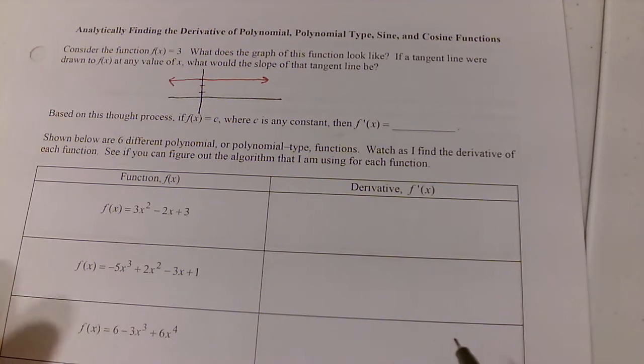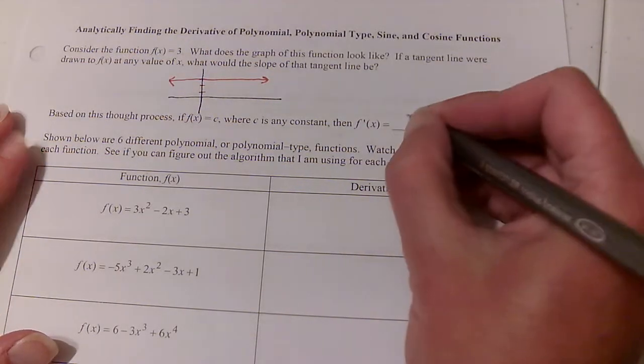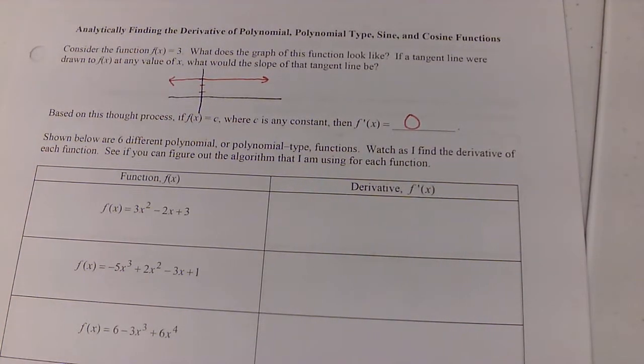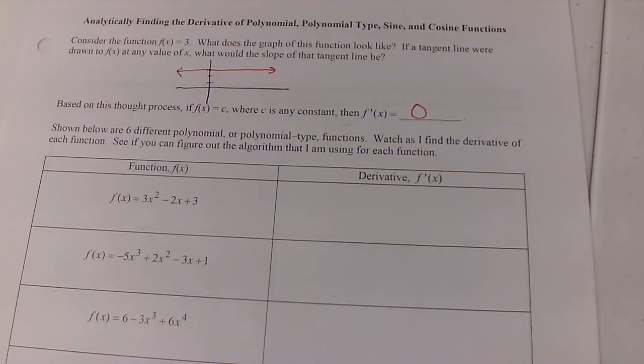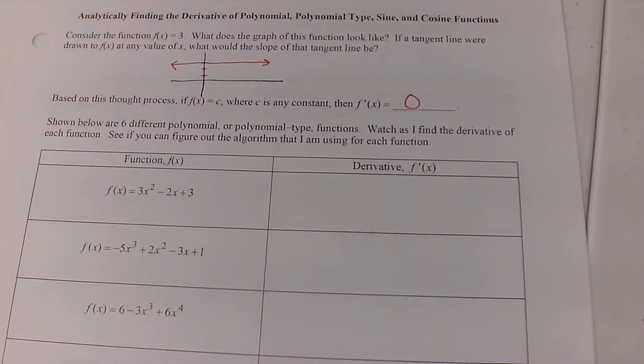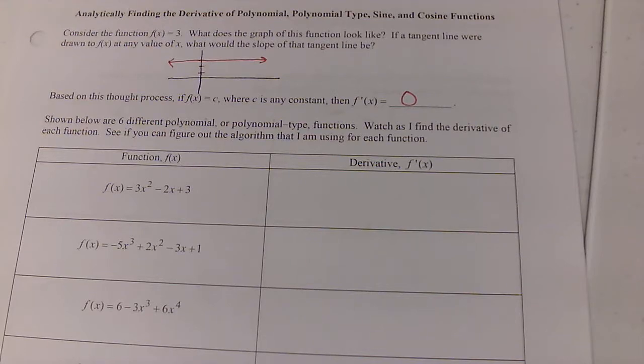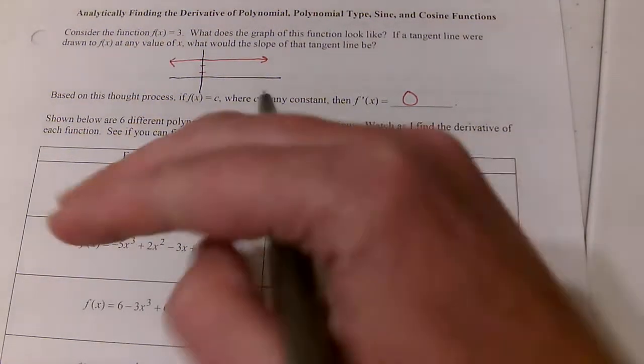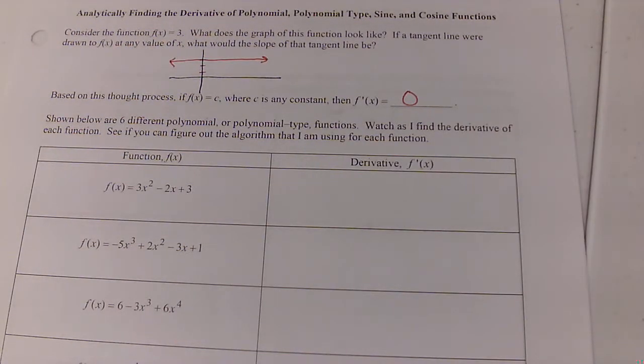So any tangent line drawn to that would still have a slope of 0. So that's one to know. If we have a constant function, the derivative is 0 because the slope anywhere on that is 0.